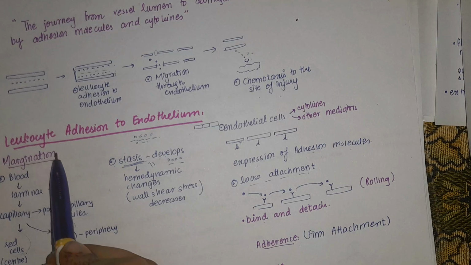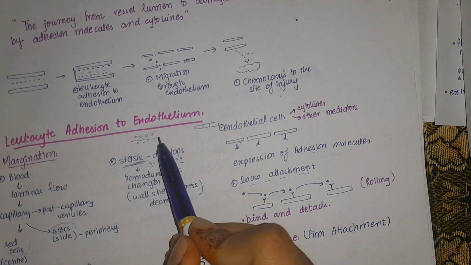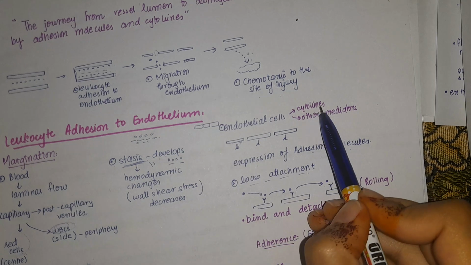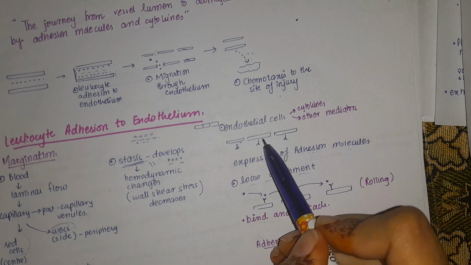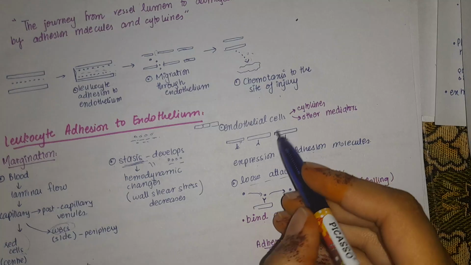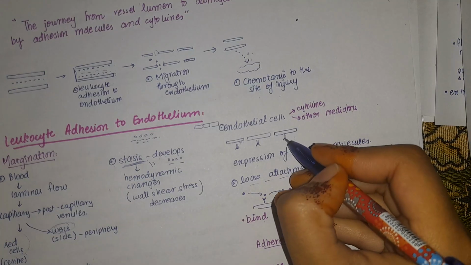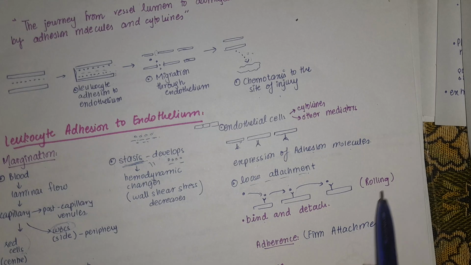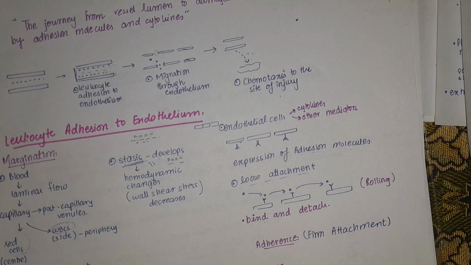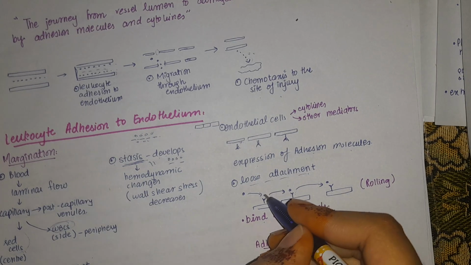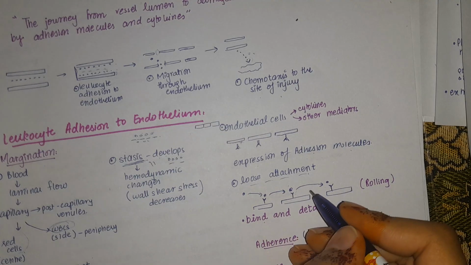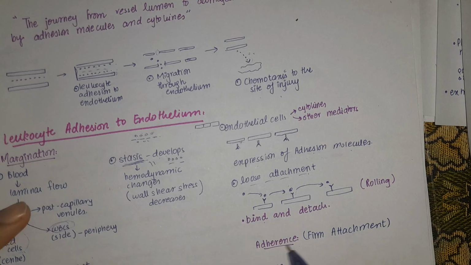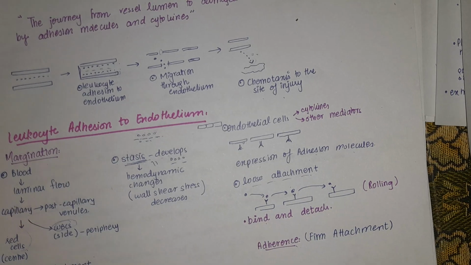So the first step was margination, red blood cells in the center, white blood cells to the side. Then because of the presence of certain cytokines and other mediators, the vessel wall starts to express these adhesion molecules. Then after margination we have the rolling process, and after rolling, when the neutrophil or the white blood cell finds a proper molecule that is made for it, it adheres to that molecule, and that is known as firm attachment.